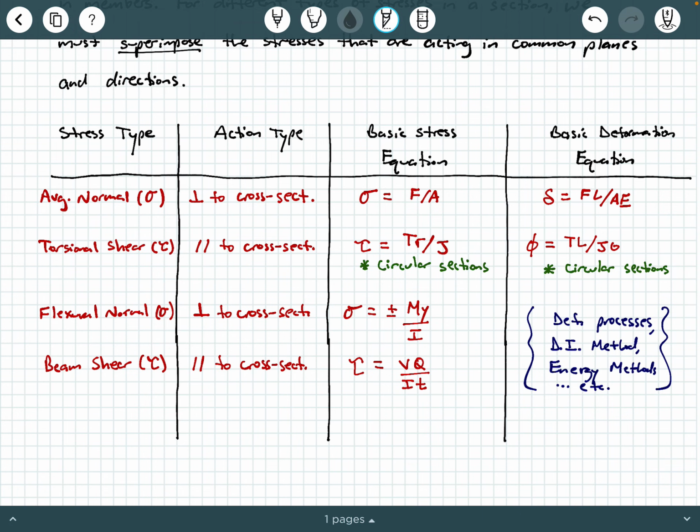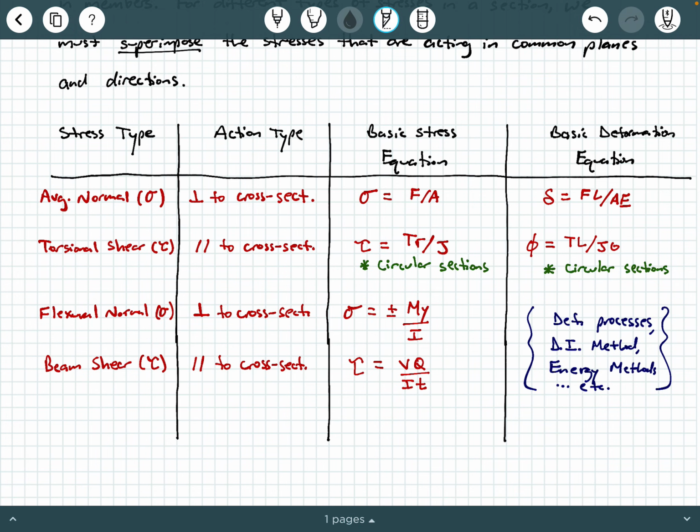Next is torsional shear stress. We typically designate that with the Greek letter tau, and this action type is going to be parallel to your cross section. So it's a shear stress caused by twisting, and that shear stress distribution is parallel to the cross section. If you remember from your prerequisite knowledge, it typically varies from 0 at the center of a cross section to a maximum value at the edge of the cross section.